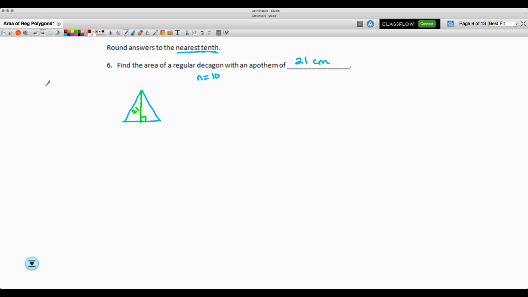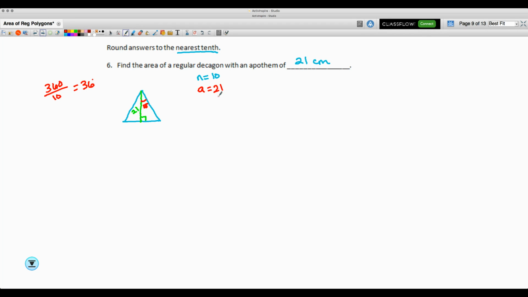Okay, so if we do 360 divided by the number of sides, which in this case would be 10, that's 36. So that means this whole angle is 36. So when we drew in the apothem, that cuts that in half. So that's 18 degrees. Now, do we have special right triangle rules for 18 degrees? No. So what do we use? Trigonometry, I'm sure you're saying.